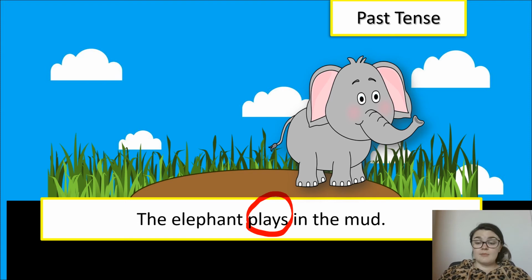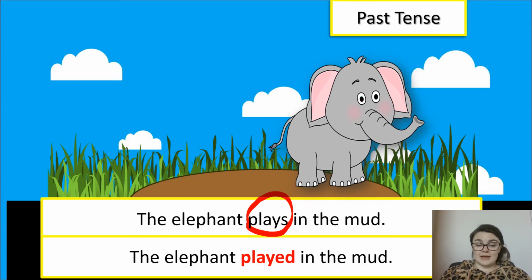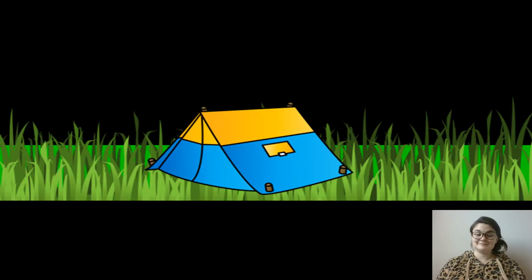Plays would become played. The elephant played in the mud. The past tense verb for plays would be played. Good job if you got that one correct.